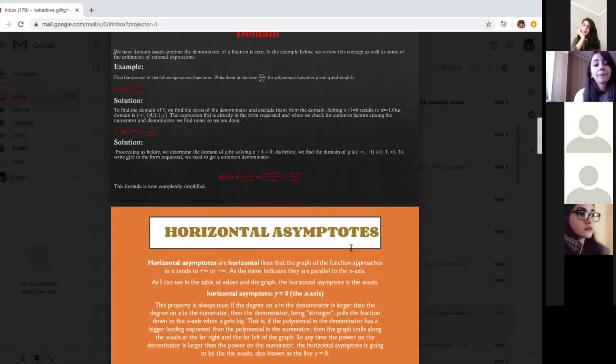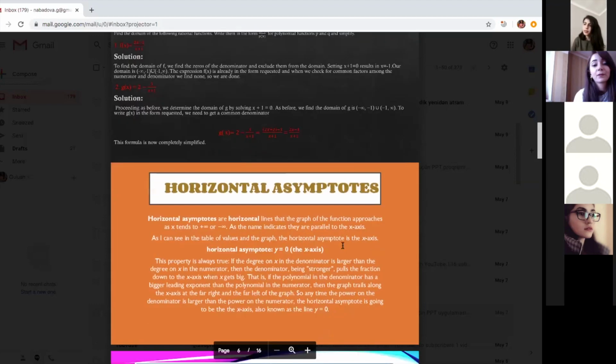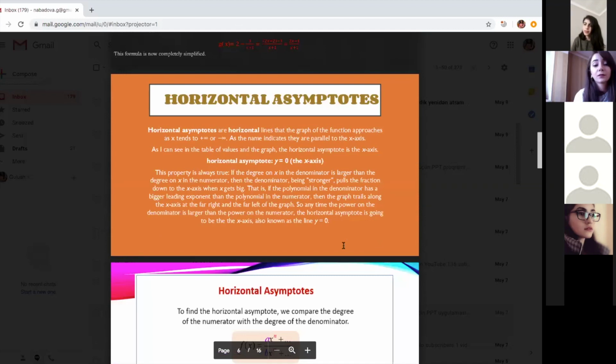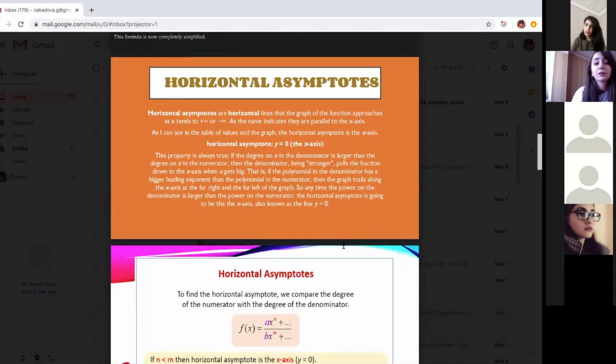Okay. Next page, horizontal asymptotes. Horizontal asymptotes are horizontal lines that the graph of the function approaches as x tends to positive infinity or negative infinity. As the name indicates, they are parallel to the x-axis. Also, a horizontal asymptote can be the x-axis, where y is 0.